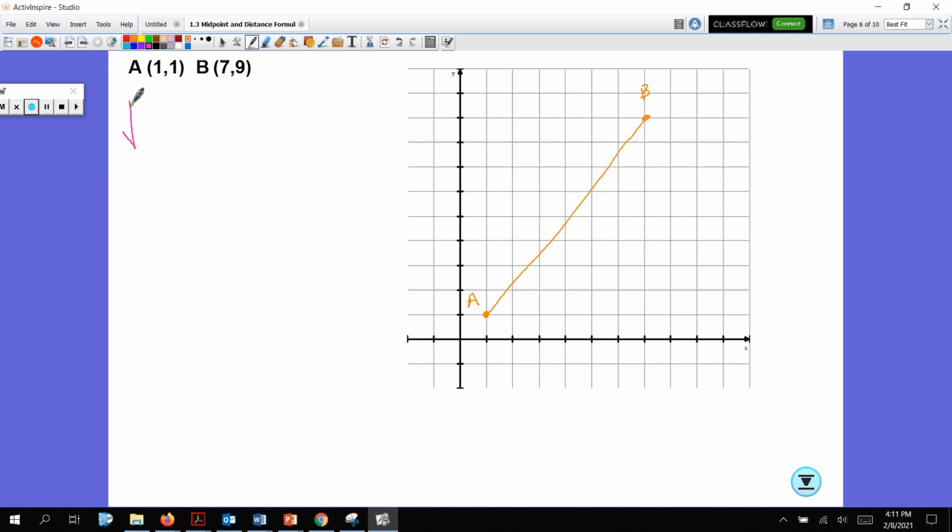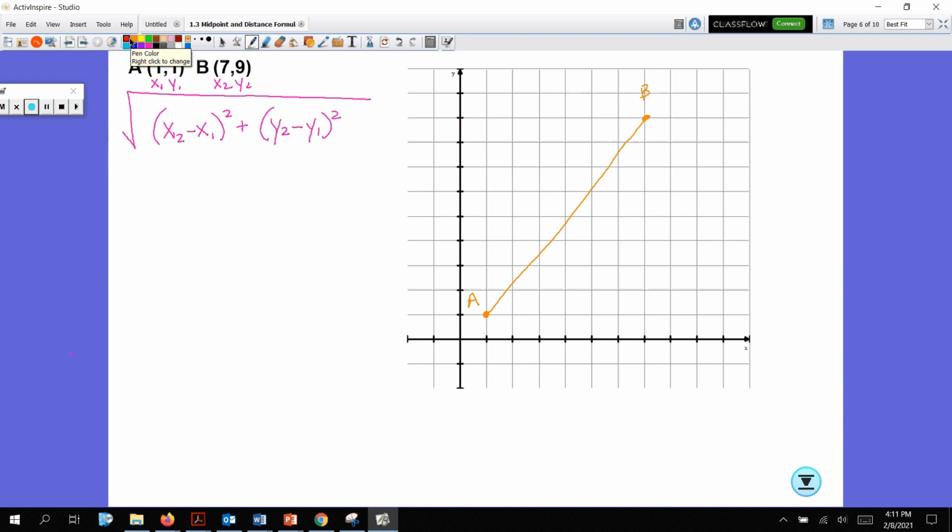Here it is. It's the square root of the difference of your x's squared plus the difference of your y's squared. Remember, all of this is under the square root. Okay, so when I plug in my numbers, here's my x1, y1, x2, y2. Remember the little numbers just mean which ordered pair it came from. Little 1, first ordered pair, little 2, second ordered pair.